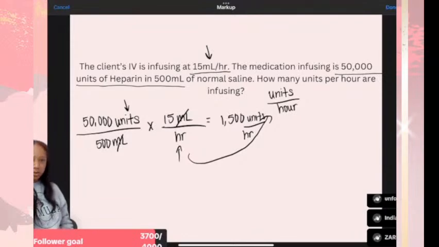Is this making sense, how we're doing dimensional analysis, to people who were kind of iffy on it?